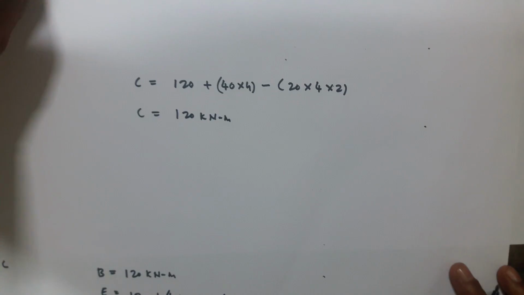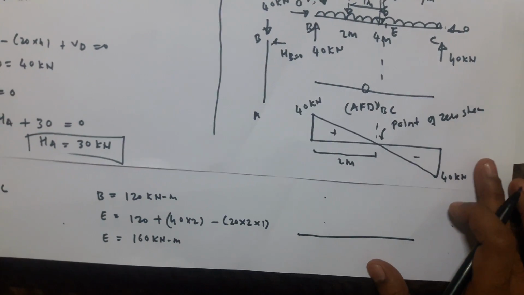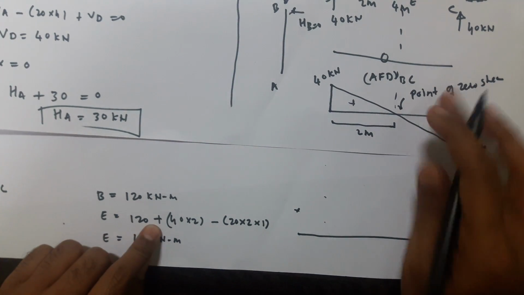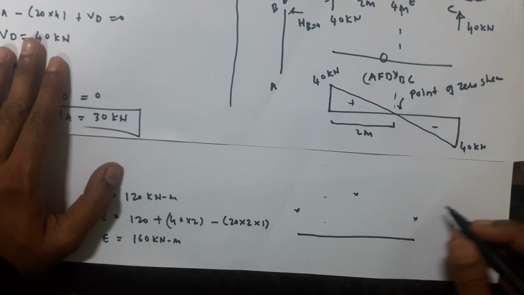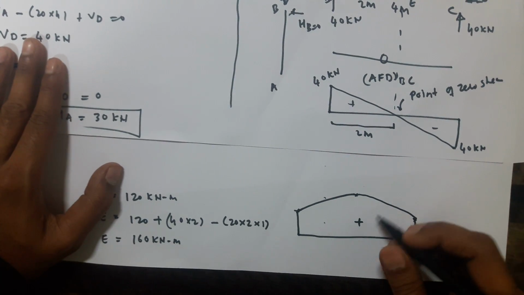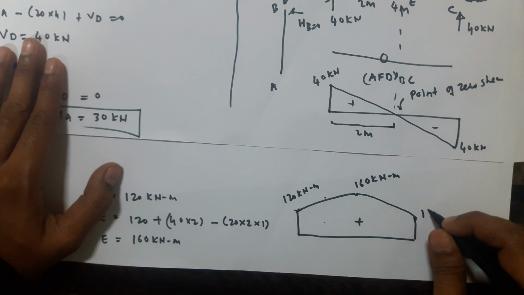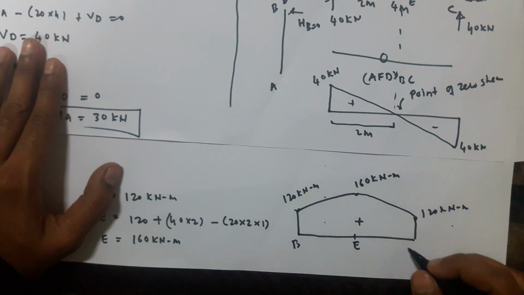So you have to draw now the bending moment diagram for member BC. Bending moment at B is 120. Bending moment at E is 160, and bending moment at C is again 120. The variation will be a parabola because it is loaded with UDL. 120 kilonewton meter, 160 kilonewton meter, 120 kilonewton meter, B, E, C.